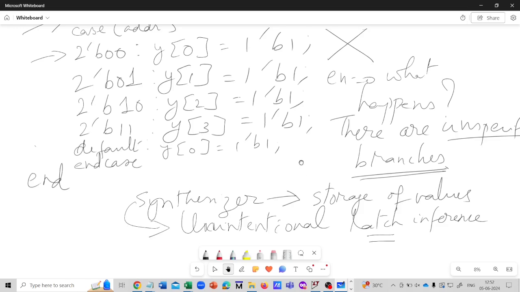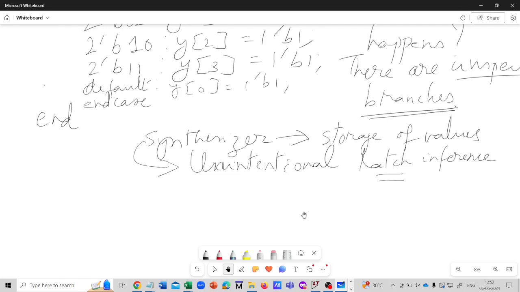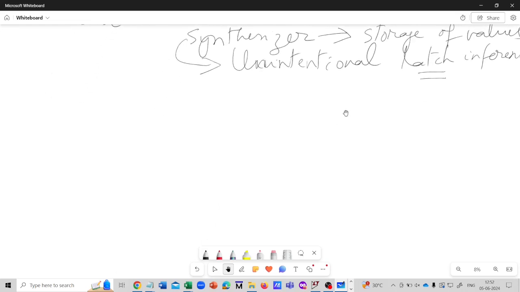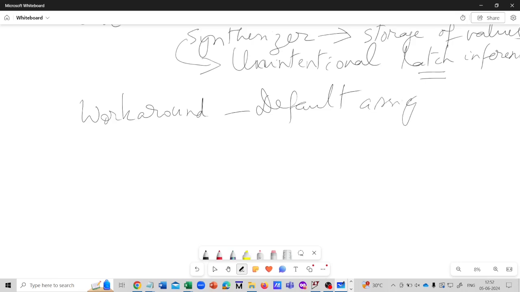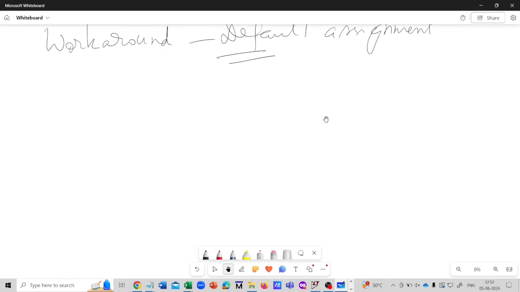So what is the alternative? How do we work around this problem? We have a very simple and elegant solution, which is called the default assignment. So the workaround for this problem is the default assignment. And what is the default assignment? See, our problem is there are so many unspecified branches for which there is no value specified for the output lines.